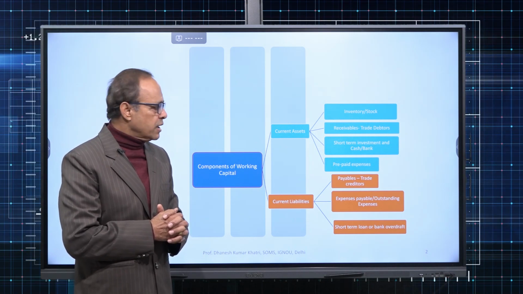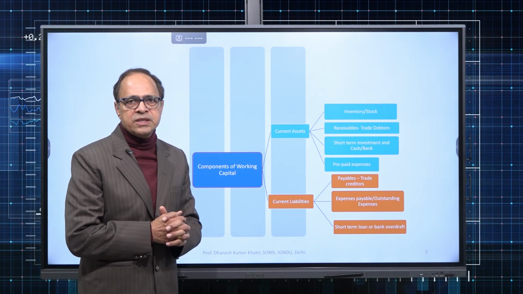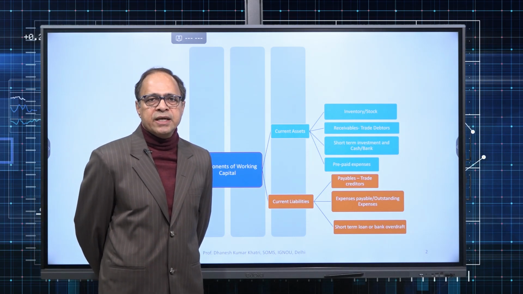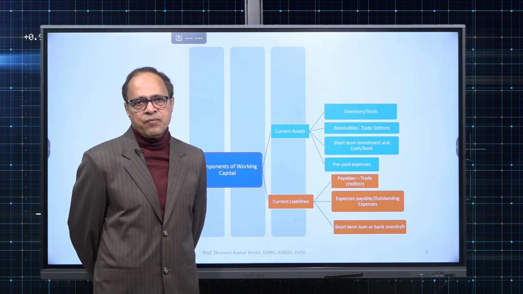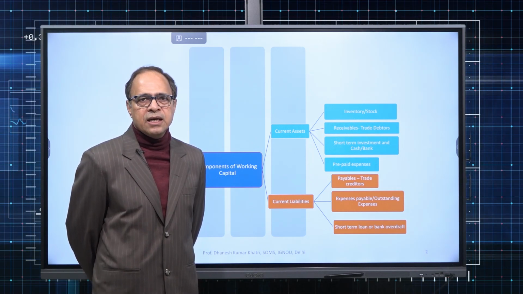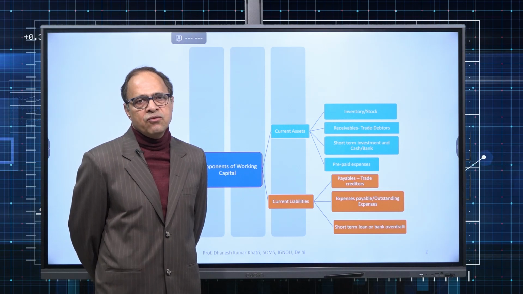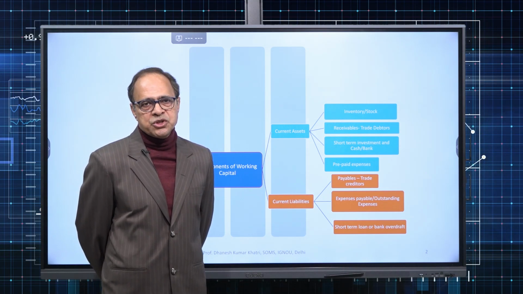As you know, current assets are the ones which are either in the form of cash or likely to be converted into cash within 1 year, whereas current liabilities are the ones which are to be paid off within 1 year. So let us proceed further.